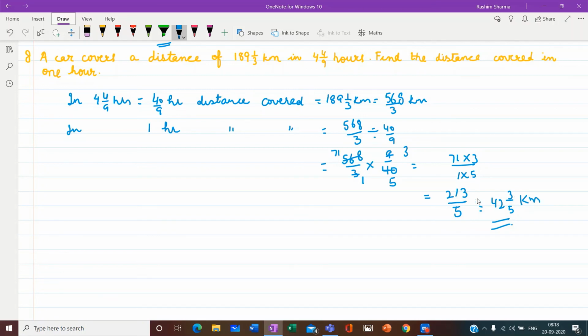Now we have done questions from exercise 4.6. So children, try to complete this exercise. Alright, with this we have completed this chapter 4, rational numbers.